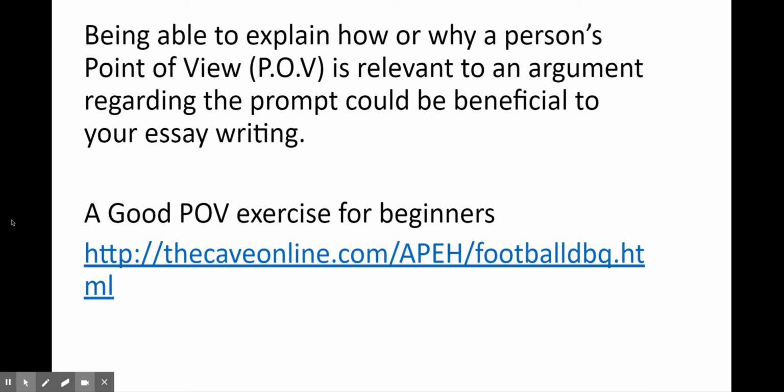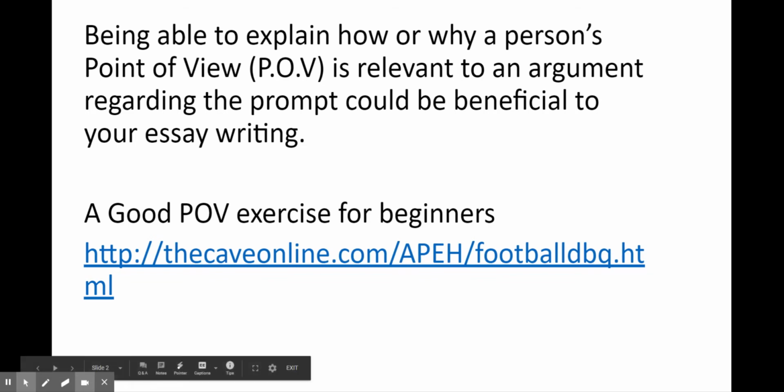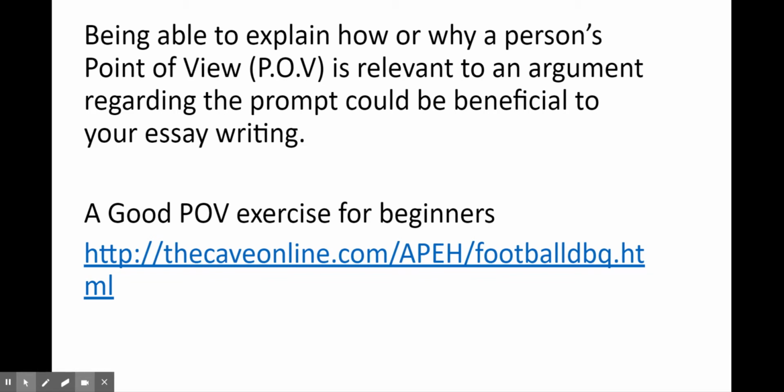Being able to explain how or why a person's point of view is relevant to an argument regarding the prompt could be beneficial to your essay writing. And again, this will lend you some of the analysis points that you're going to get if you were to do this. A good exercise to begin with, for those of you that have never done this before, maybe you're a pre-AP student, or maybe you're taking AP World History for the first time as a sophomore and you've never done this before, is to click on this link right here and take a look at that.